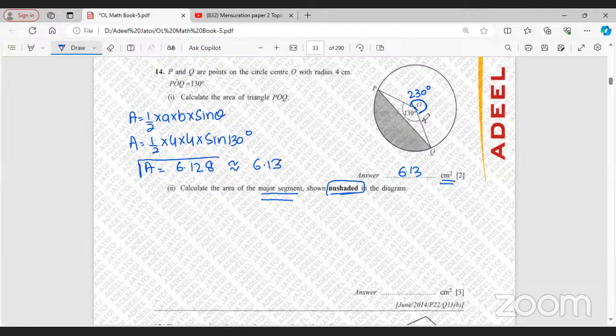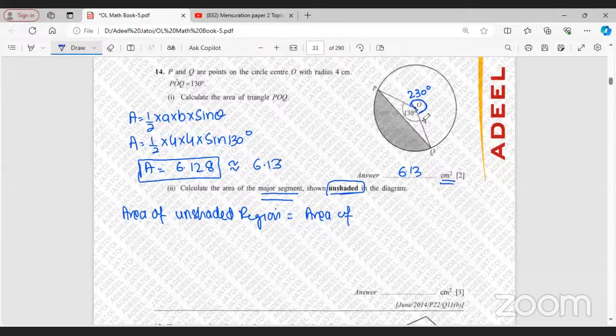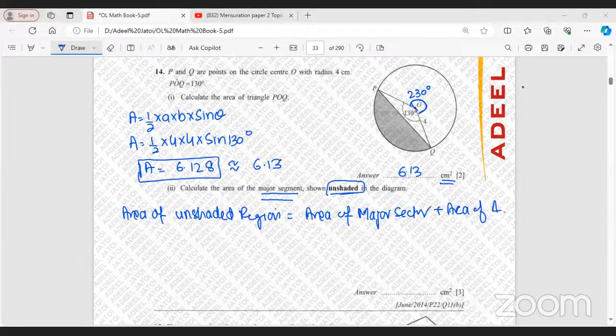Now we need to take the exact area of the triangle. So the area of the unshaded region will be the area of the major sector plus the area of the triangle. Area of major sector plus area of triangle.